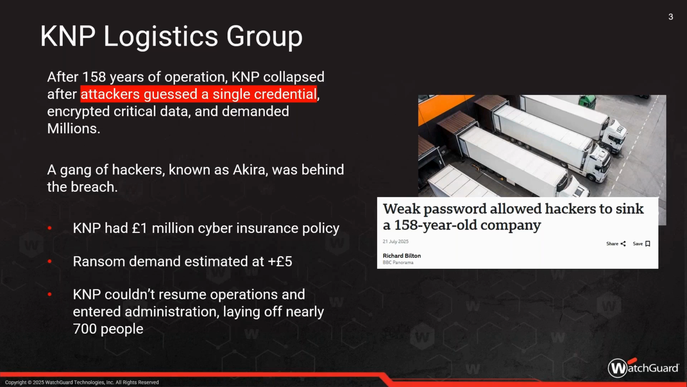And as I said, they were in operation for over 158 years, but when they received this ransom demand for £5 million, right, they simply didn't have the ability to pay that ransom, and didn't have the confidence that they would be able to get their data back in the first place. And they found that their cyber insurance policy, which they did have in place, was not adequate to cover them for the impact of this attack. As a result, they closed their doors. They had to lay off 700 people, right? It was a significant impact, obviously, on this organization.